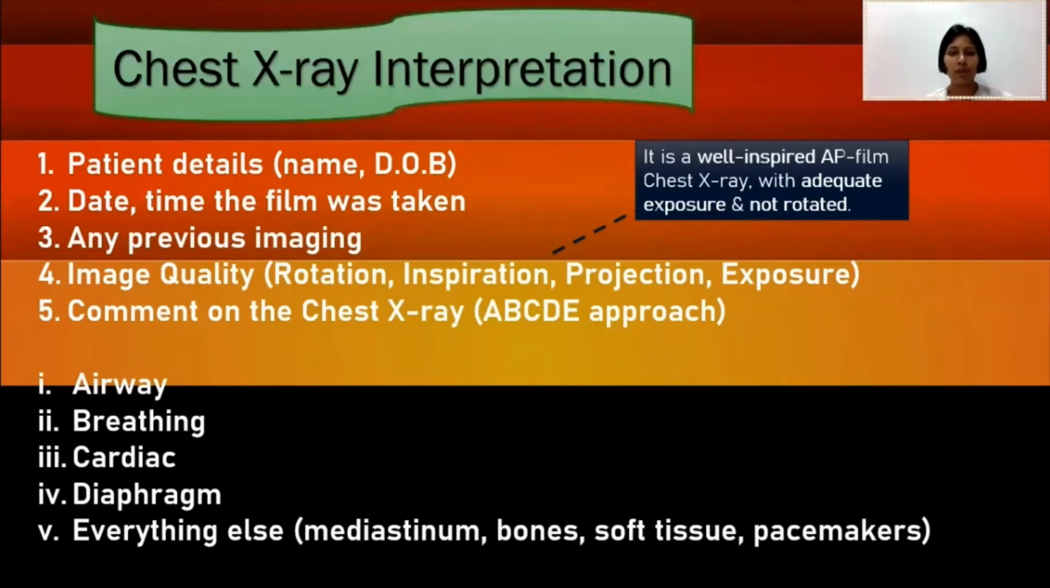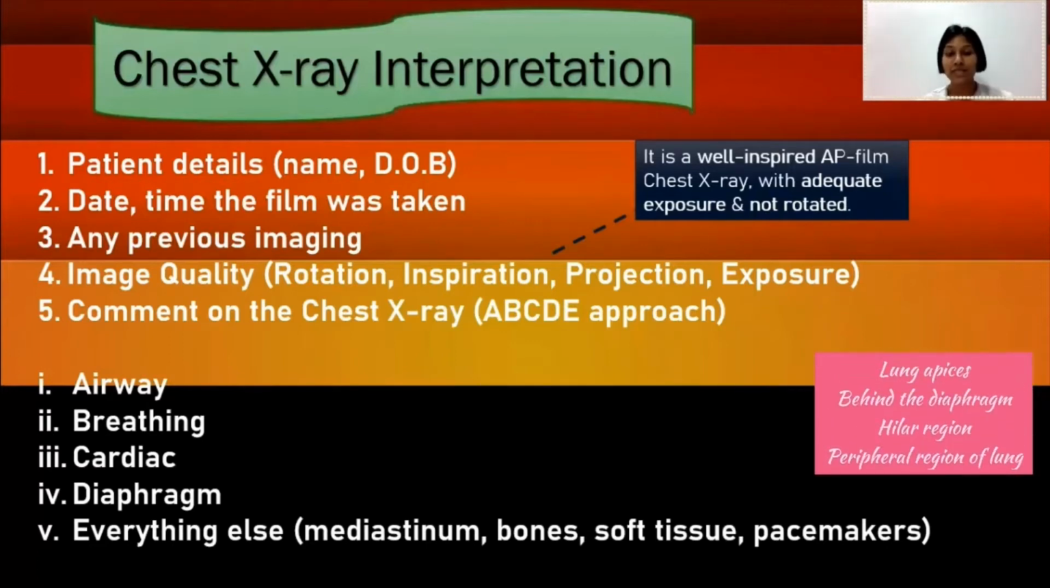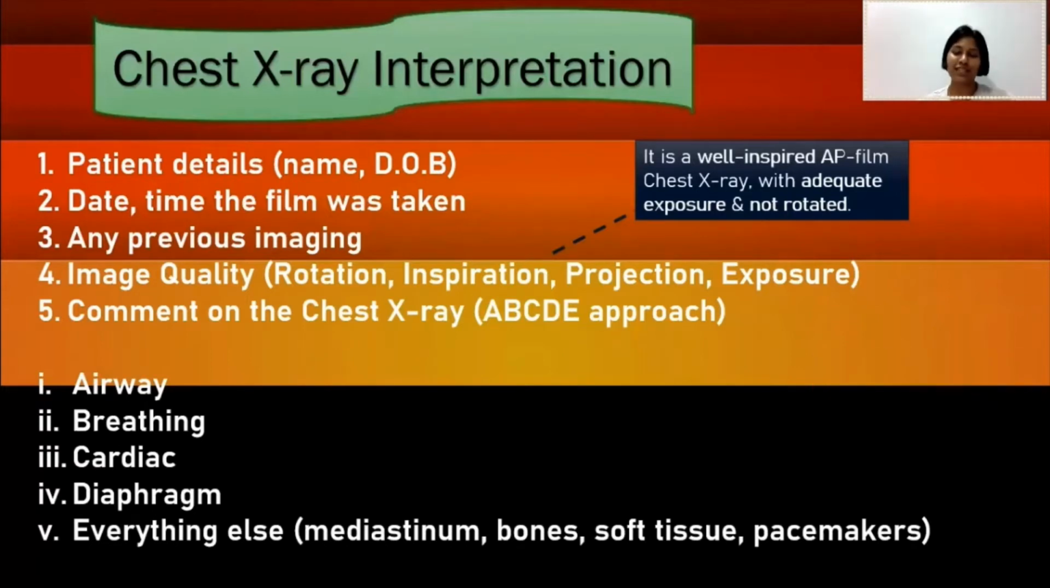After all of this is done, before you complete your assessment of the chest X-ray, you want to quickly run through the whole film and look at the review areas. These are the areas where pathology is sometimes missed, like lymphadenopathy or small nodules. These include places like lung apices, behind the diaphragm, your hilar region, and also the peripheral region of your lung. You are just going to quickly run through all of these places and conclude your chest X-ray findings.